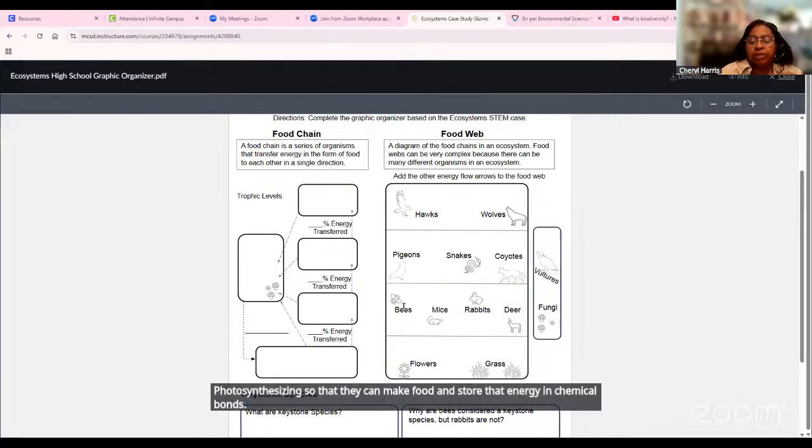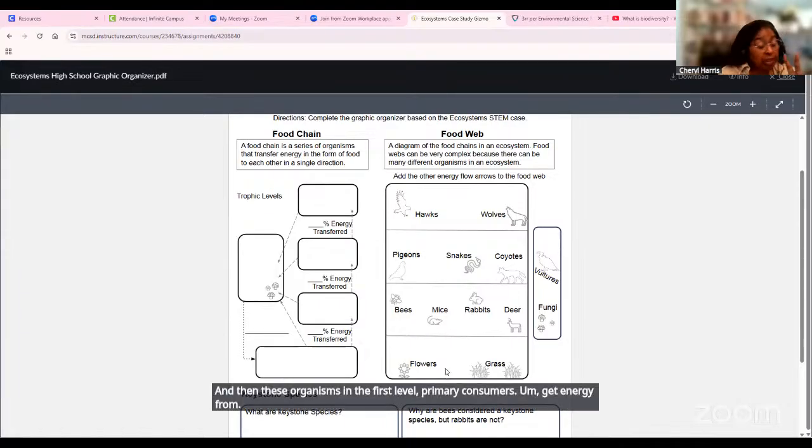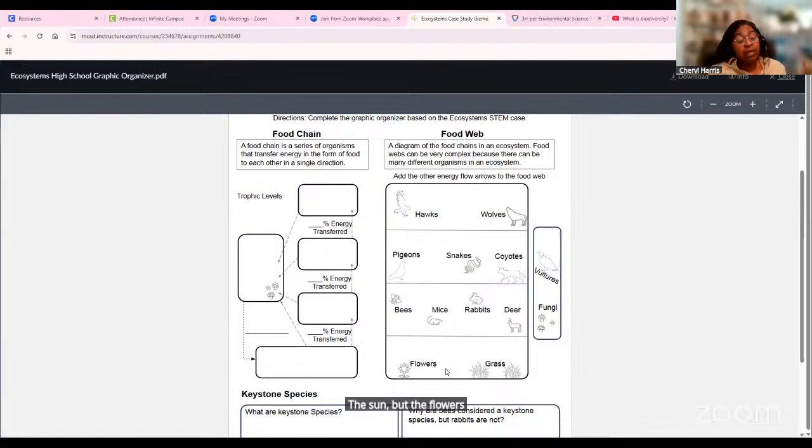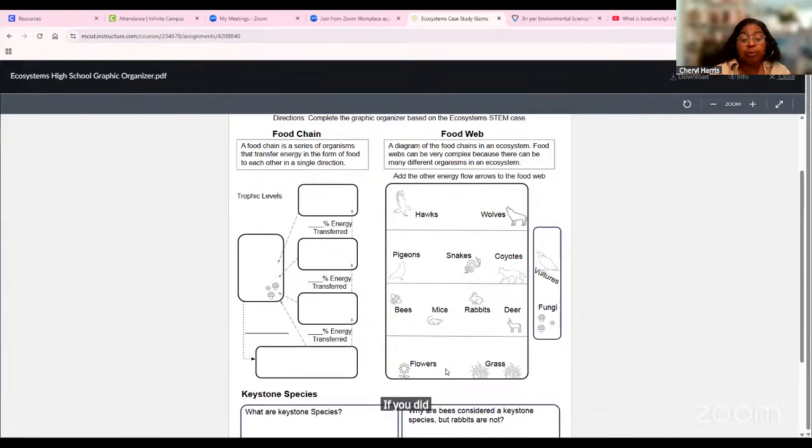And then these organisms in the first level, primary consumers, get energy from the flowers, but the flowers are also making the food and using the food for their energy. They've got to grow, they've got to do all these life functions in order to stay alive. And so they use some of the energy. So when the bees and the mice and the rabbits eat the flowers, they're not getting 100% of the energy because some of it has been used. If you did the worksheet properly, you had 10% is used.